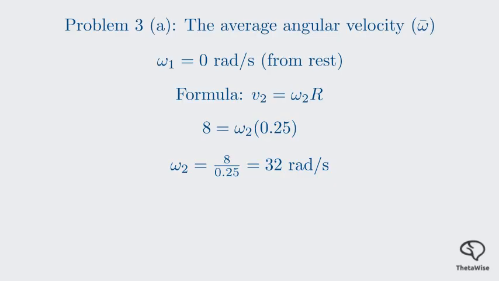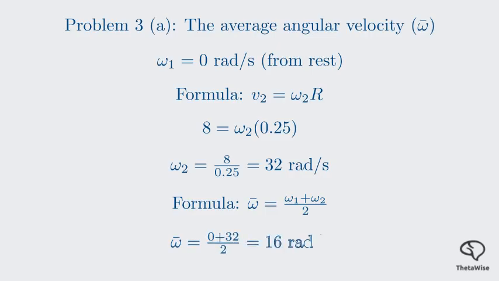Now we can find the average angular velocity. The formula for average angular velocity is omega bar equals omega 1 plus omega 2 divided by 2. Substituting our values, we get omega bar equals 0 plus 32 divided by 2, which is 16 radians per second. The memo confirms that the average omega is 16 rad/s. We have correctly calculated all the necessary angular velocities.